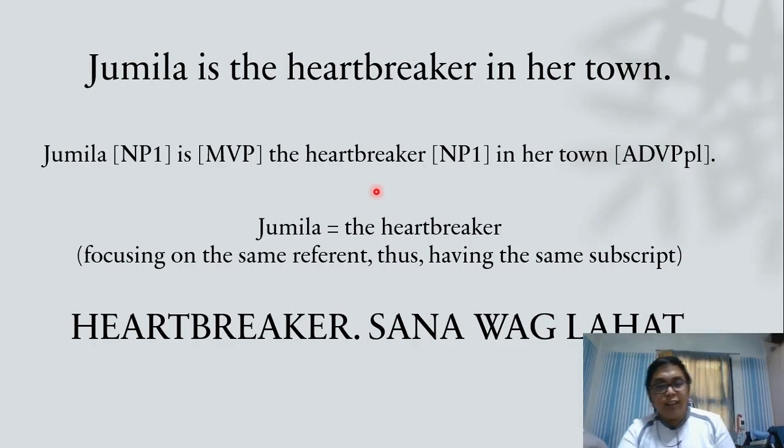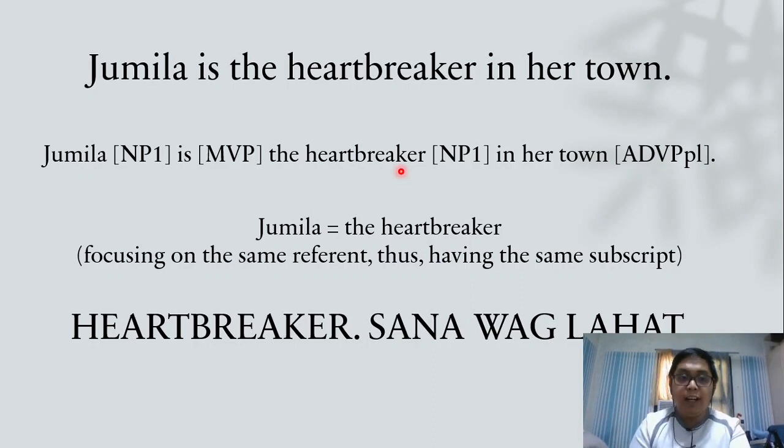Now, tingnan natin. Kung titingnan nyo yung nasa third na part, nilagay ko dito, Jumila is equal to the heartbreaker. Bakit? Parehas ba sila ng tinutukoy? Jumila, again, is described as the heartbreaker. So, a person, okay? The heartbreaker is considered here as a person, as a noun. Therefore, both of them focuses on the same referent, which is Jumila as the person, thus having the same subscript. Kaya nga siya ulit nilagyan ng NP1 ay dahil it refers to both Jumila. Jumila as the person and Jumila as the heartbreaker.